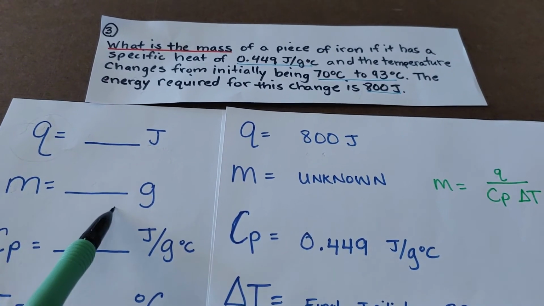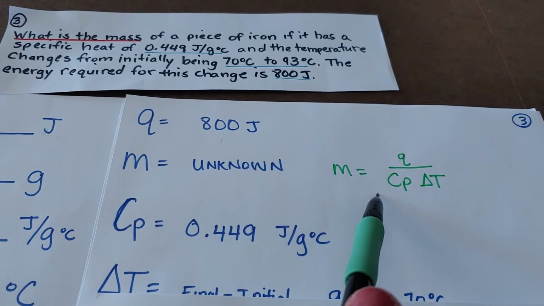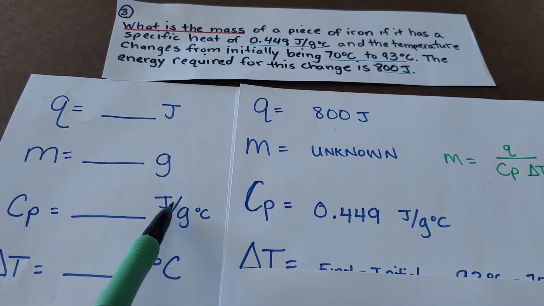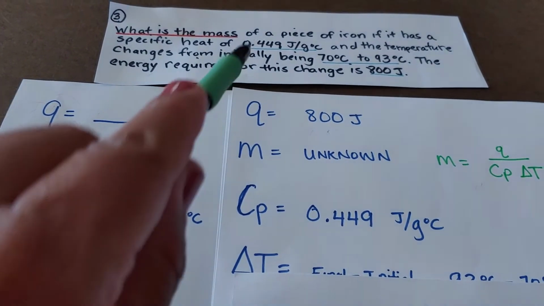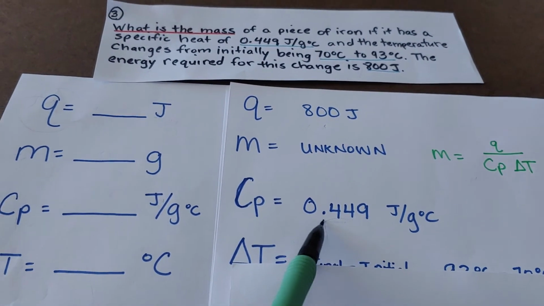Okay, for mass, we didn't see a number that had grams, so that's going to be our unknown. Therefore, this is a formula that we will be using. For specific heat, we're looking for a number that has joules over grams times degrees Celsius, which in fact we did have, and that's the one I went ahead and put down for specific heat.